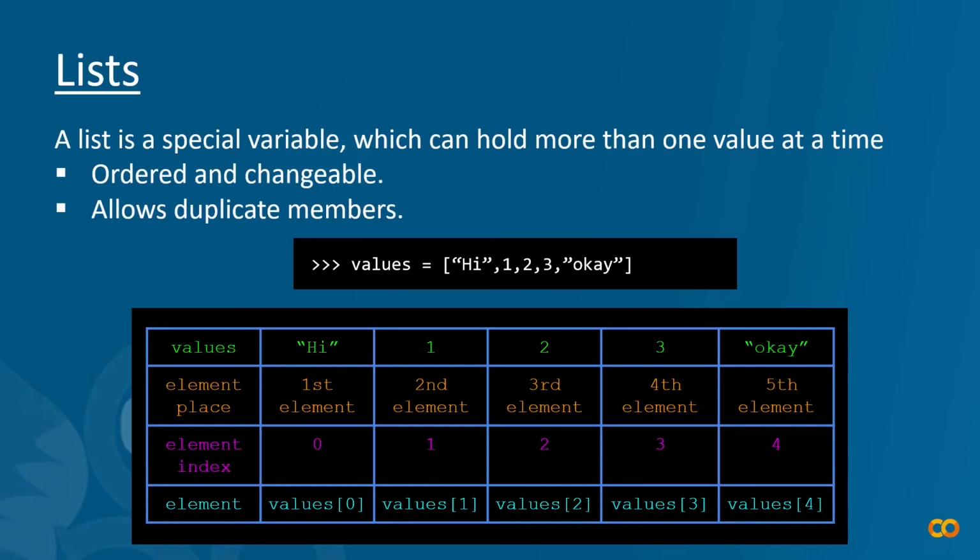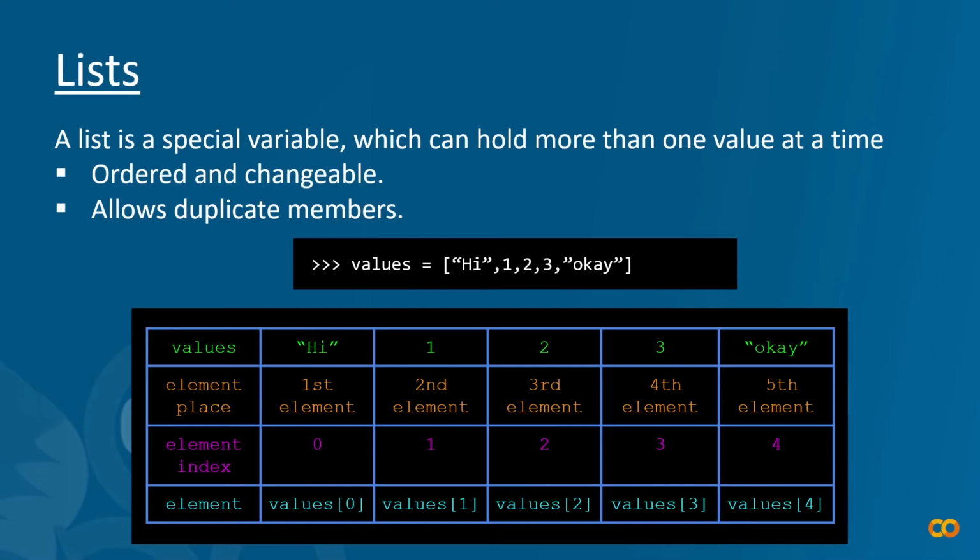So that is what is meant by changeable. And the other property is that it allows duplicate members. By that we mean we can have the same string more than one time, or the same number more than one time. So in this example we can have the number 1 three times or 4 times, or as we wish. Okay, so that's it. And from the table given below, it's clearer that for the first element, "hi", the element place is first, but the index value is 0.